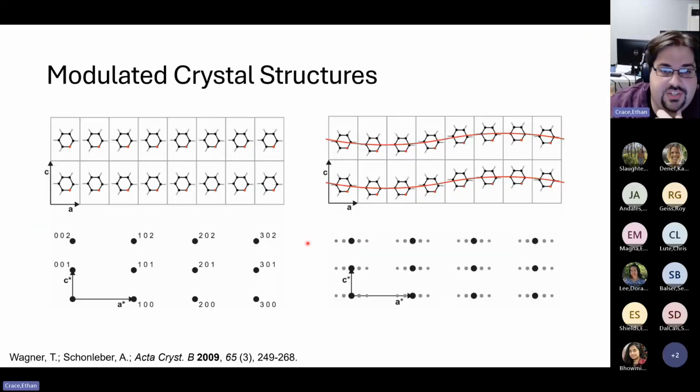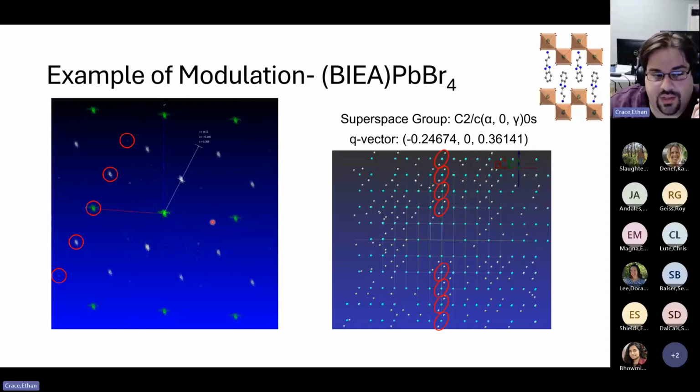And then the last thing I mentioned was modulated crystals. So it is possible for atoms to periodically vary in their position as you move through the crystal structure. And it leads to odd things like your Bragg peaks being split into multiplets, which here is an example of what that looks like, where each of these is not a Bragg peak itself, but is a satellite of the main Bragg peak.